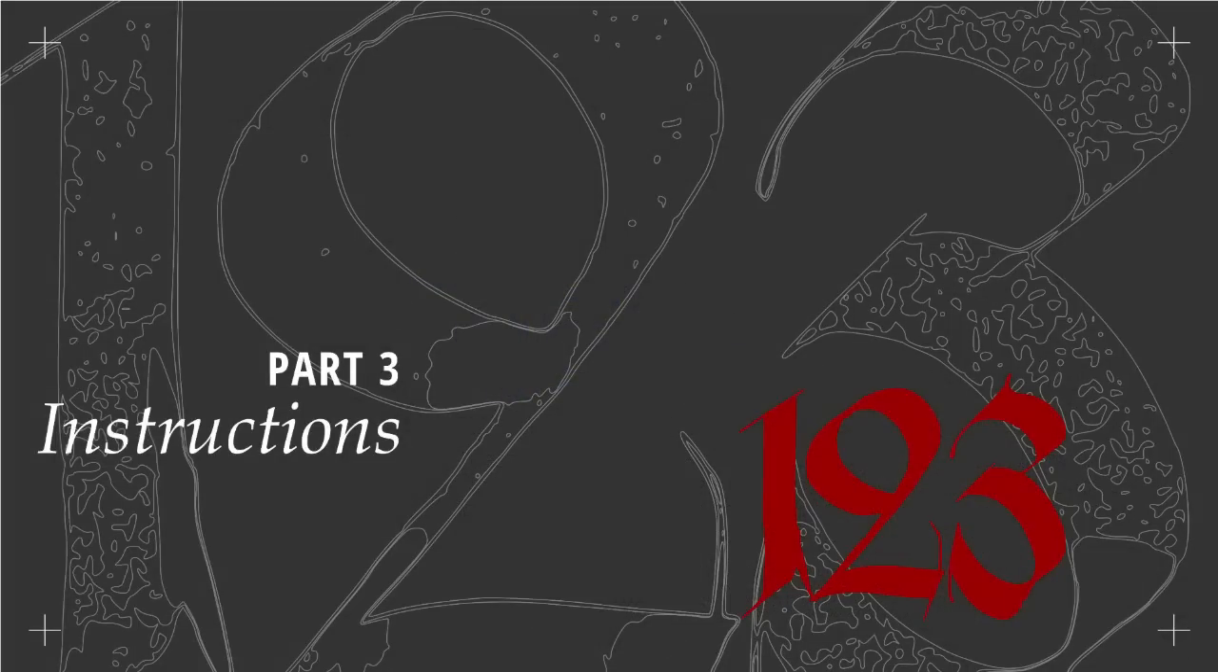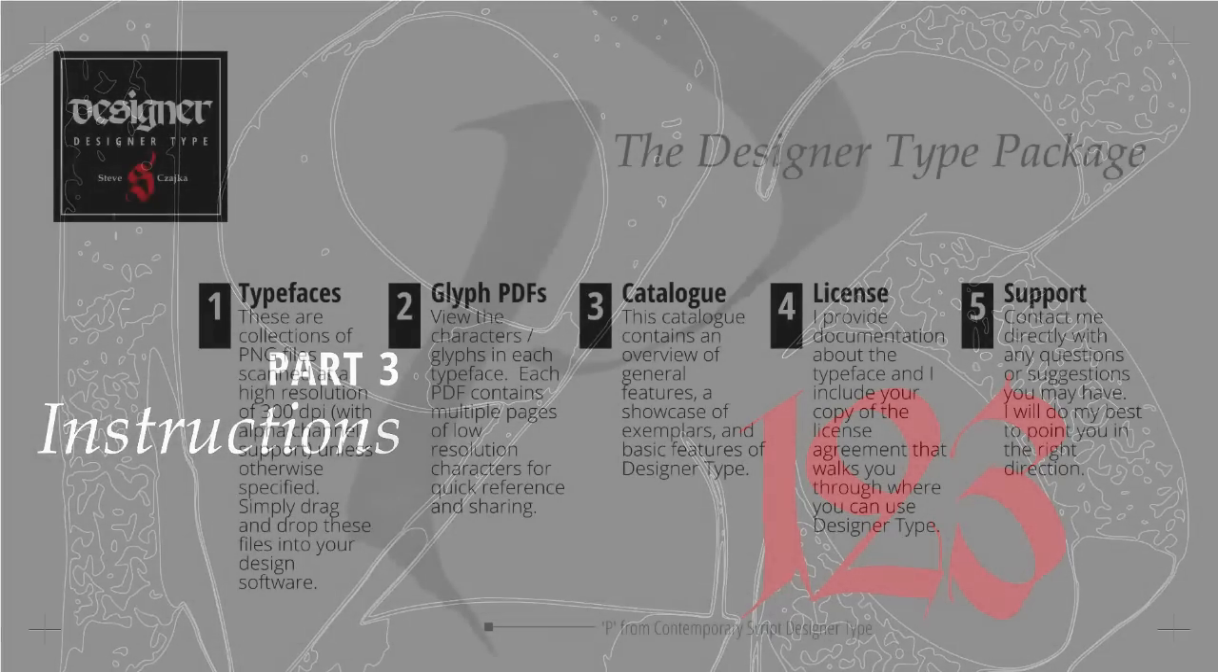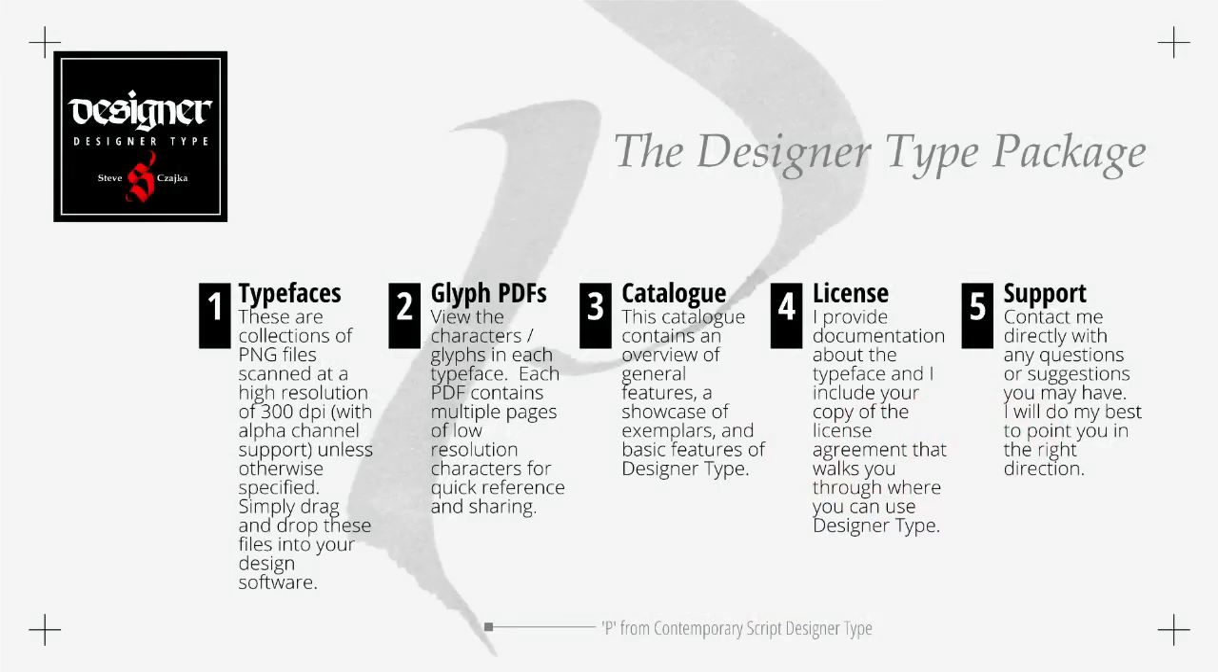Part 3, Instructions. Using Designer Type is as simple as drag and drop, literally. Let's start with what you get in the Designer Type package. Each package comes with 1. Typefaces, 2. Glyph and character PDFs, 3. Catalog, and for premium commercial versions you also get number 4. License agreement copy, and 5. Support.